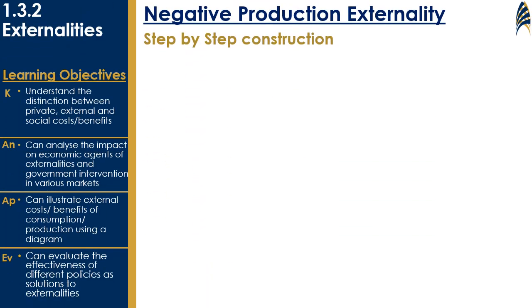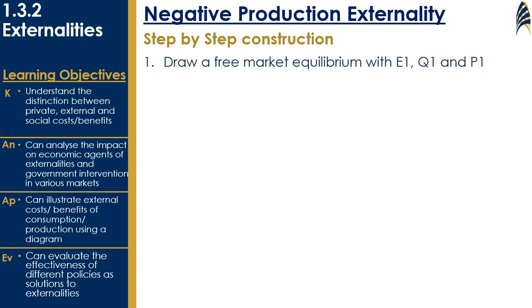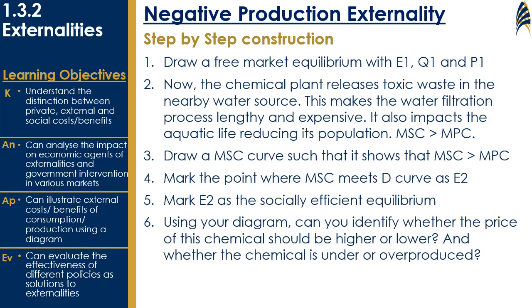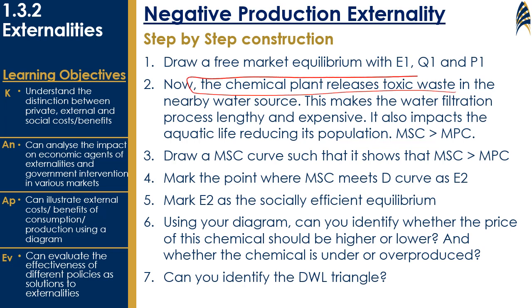Okay, and what Ms. Fujiwara did here is she does a step by step. I'm going to flick through this pretty quickly. Here we go. Draw free market equilibrium. Her example for this diagram is a chemical plant releasing toxic waste. Okay, fine. And it goes in a nearby water source.